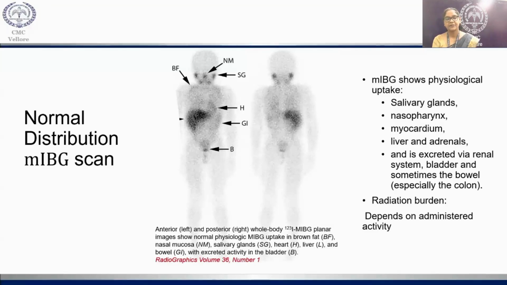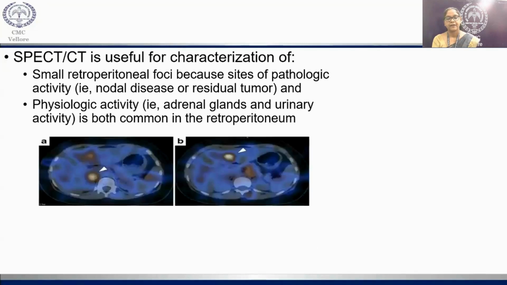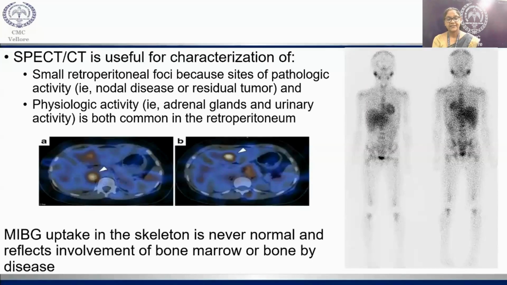So what is the radiation burden of MIBG radioiodine? It always depends on administered activity. We have SPECT-CT also, which is useful for characterization of small retroperitoneal foci because sites of pathologic activity and physiologic activity are both common in the retroperitoneum. MIBG uptake in the skeleton is never normal and reflects involvement of bone marrow or bone by disease.